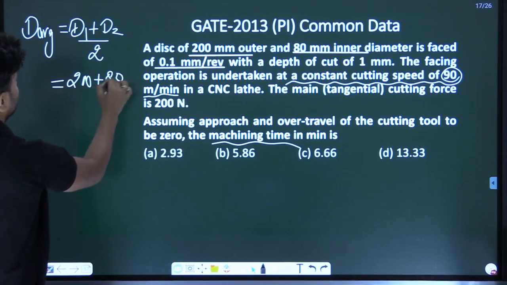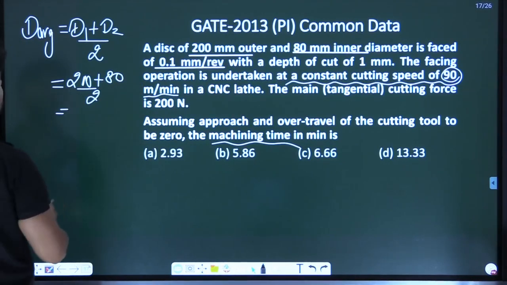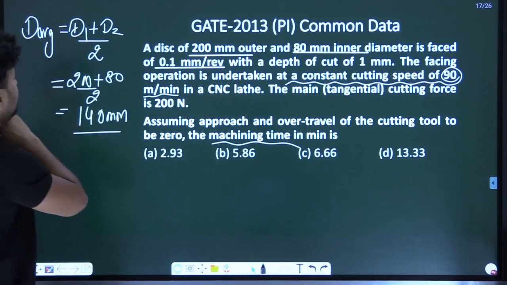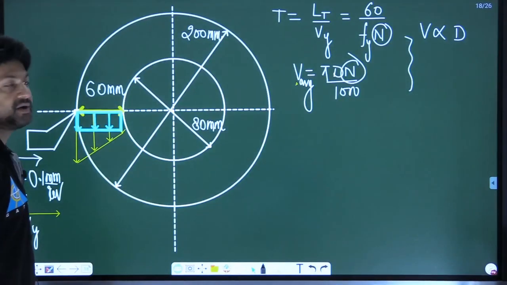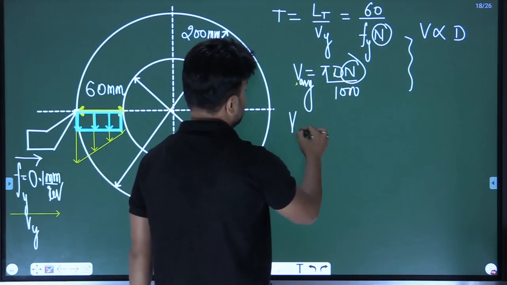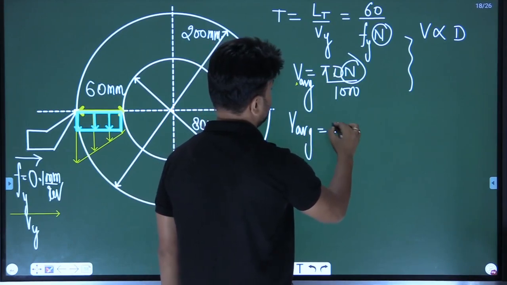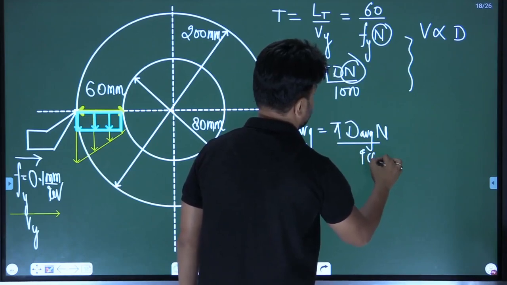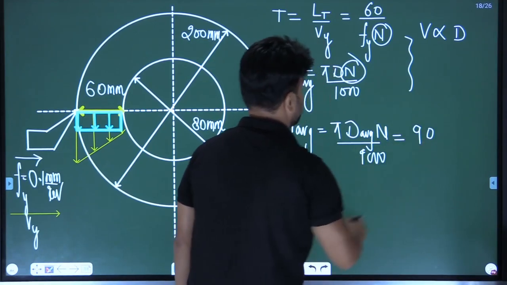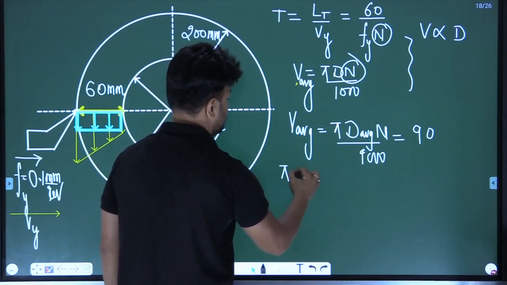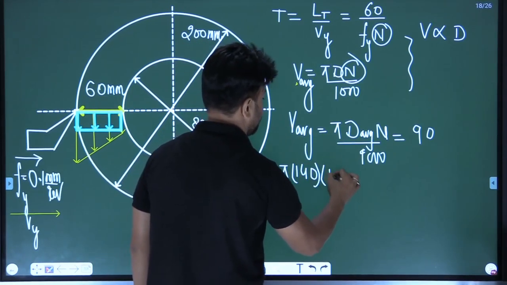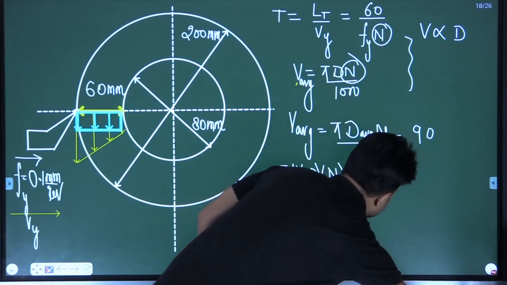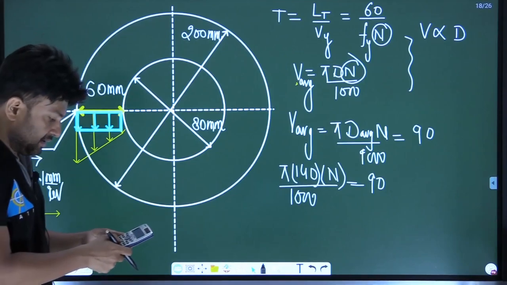200 plus 80 divided by 2, that is 280 divided by 2, so 140 mm, right? So, here V average equals pi times D average times RPM divided by 1000, and it is equal to 90. Now, pi times 140 times RPM divided by 1000 equals 90. Here comes the RPM, my dear.